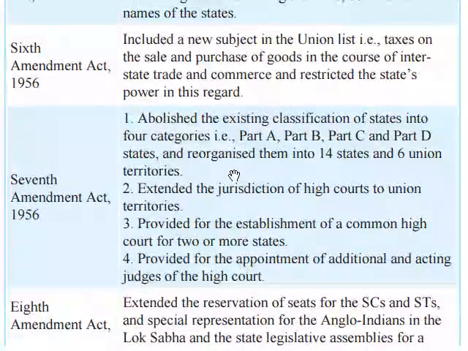Sixth Amendment Act 1956 included a new subject in the Union List, that is, taxes on the sale and purchase of goods in the course of interstate trade and commerce, and restricted the states' power in this regard.